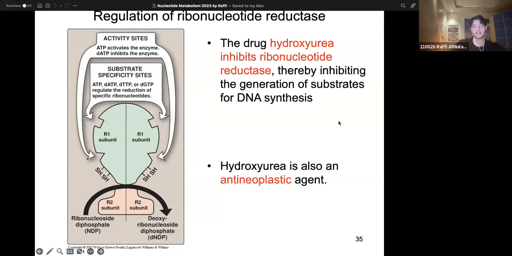Last thing I'd like to mention is that we have a drug called hydroxyurea. Hydroxyurea could be given in sickle cell. Okay, question. What kind of anemia is sickle cell? You guys took heme, I expect you to know this. What kind of anemia is sickle cell?